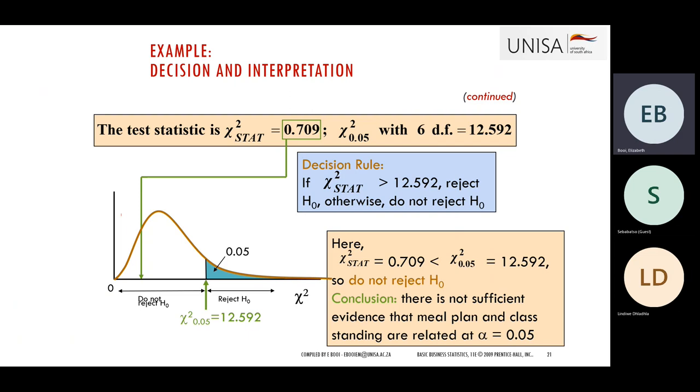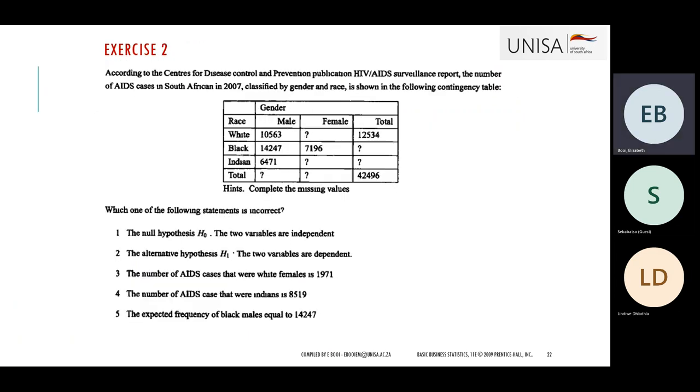So let's look at an example of how you get the questions in the exam. The question will look like this. According to the Center for Disease Control and Prevention publication, HIV and AIDS Surveillance Report, the number of AIDS cases in South Africa in 2007, classified by race and gender, is shown in the contingency table here. So here we've got two categories, gender and race. The very important thing is the table has question marks. And underneath that table, it says hint, complete the missing values.